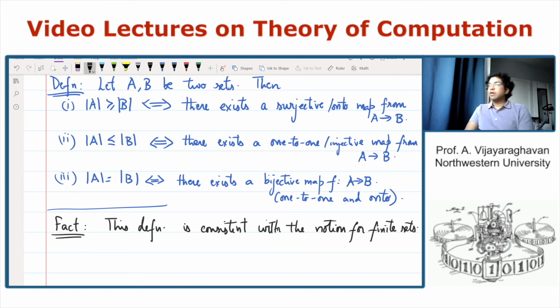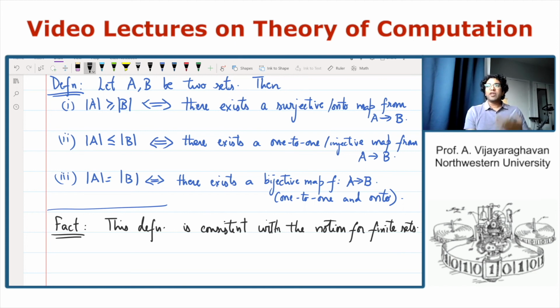So what do I mean by this? We know that for finite sets, the cardinality of a set is exactly the number of elements in the set. So given any two sets, you can just count the number of elements and see if one is greater than, less than, or equal to the other. And this fact is saying that this definition is consistent with this notion of the number of elements in the set for finite sets.